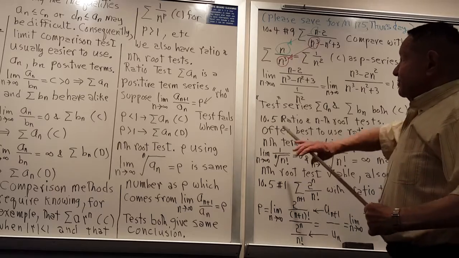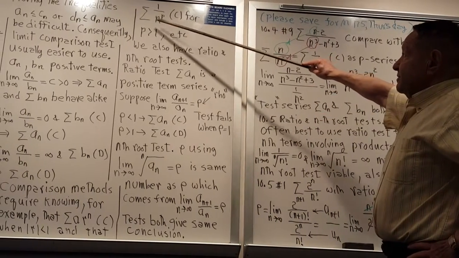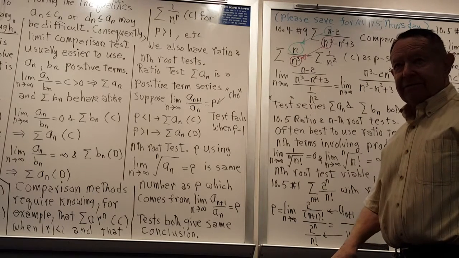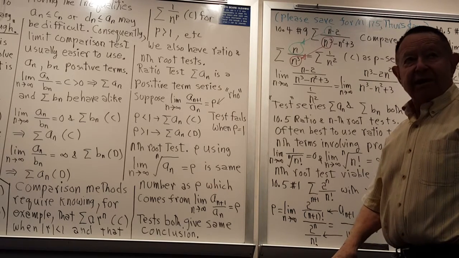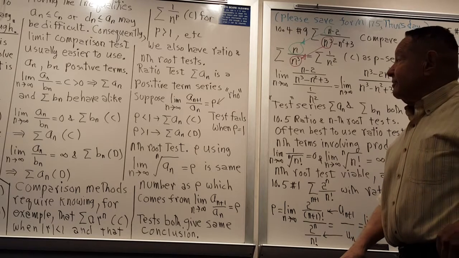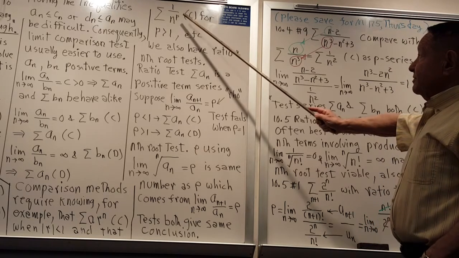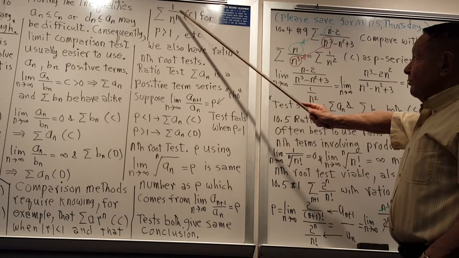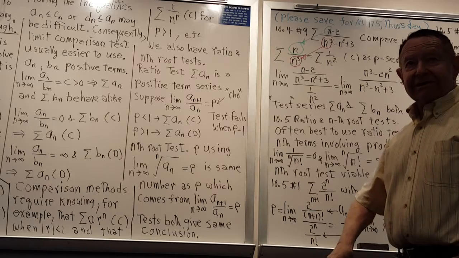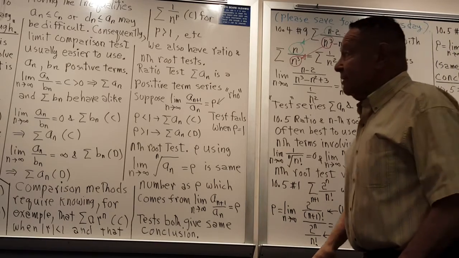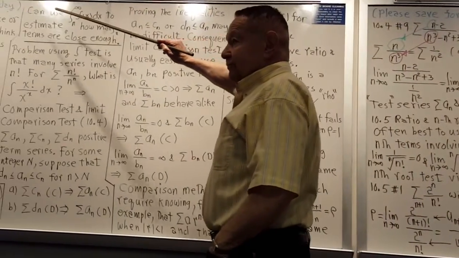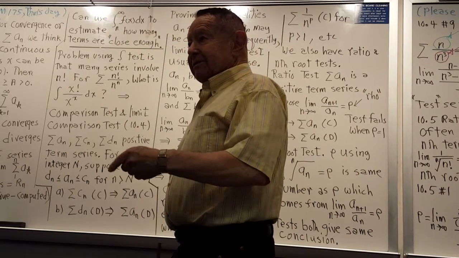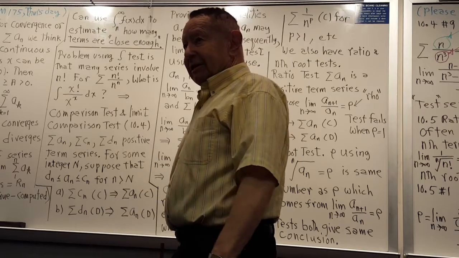The P series, you remember, converges if P is greater than 1, so something like 1 over n squared, for example, is convergent, and it diverges if P is less than or equal to 1. When P is 1, that was the harmonic series. If you were here last week, you remember I showed you the first way that people proved that 1 plus a half plus a third plus a fourth diverged.